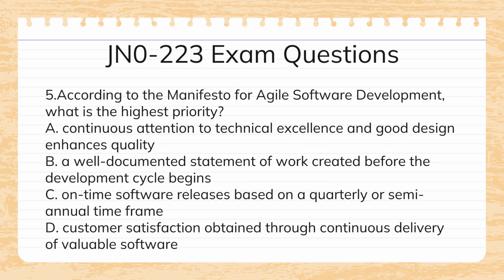5. According to the Manifesto for Agile Software Development, what is the highest priority? A. Continuous attention to technical excellence and good design enhances quality. B. A well-documented statement of work created before the development cycle begins. C. On-time software releases based on a quarterly or semi-annual time frame. D. Customer satisfaction obtained through continuous delivery of valuable software.